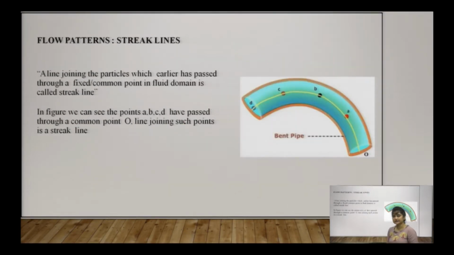Coming to the second pattern of flow, it is the streak line. A streak line is location oriented. In a path line, a single particle is traced throughout its flow of motion. If we come to the streak line, then it is location oriented. We fix a location and then we see how many particles pass through that particular location. Like in this diagram, you can see that particles A, B, C and D all pass through a single point O, and the line joining A, B, C, D is known as the streak line.